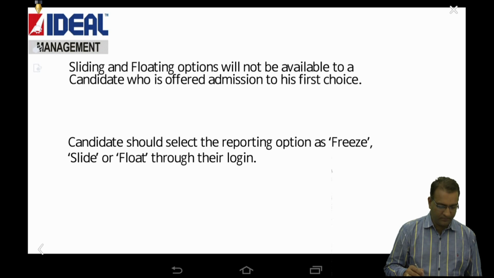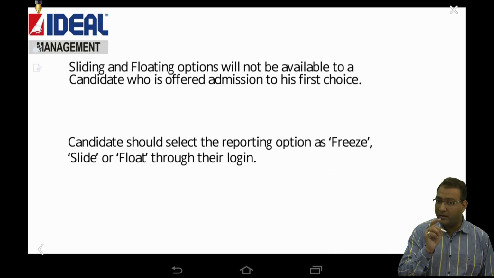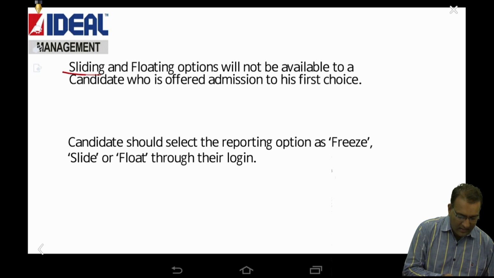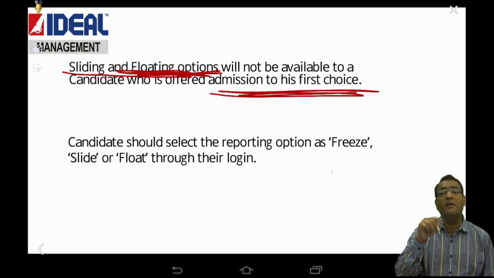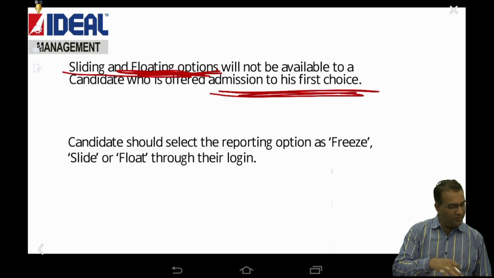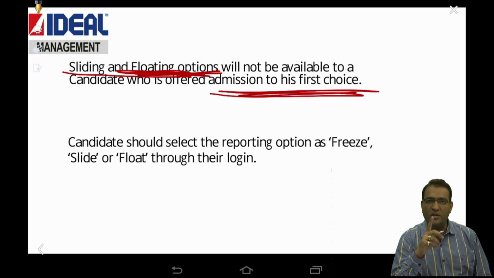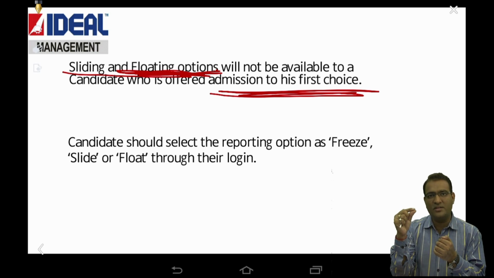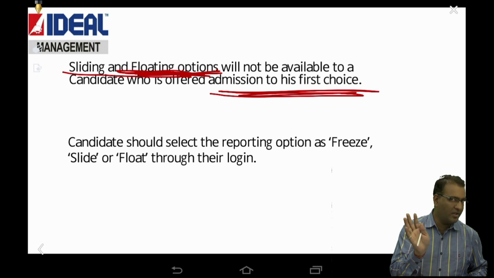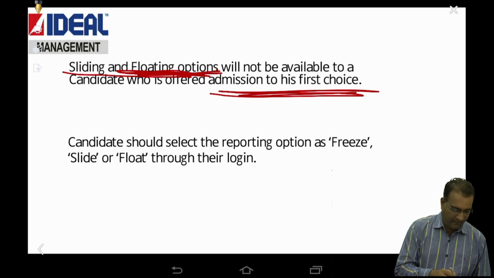Next, again we have discussed this. All these things will not be applicable for people who get admission into their first choice. So we have already done that. If you get admission into the college of the first choice you mentioned, you have to go and take admission, or skip, move up, move away, right?